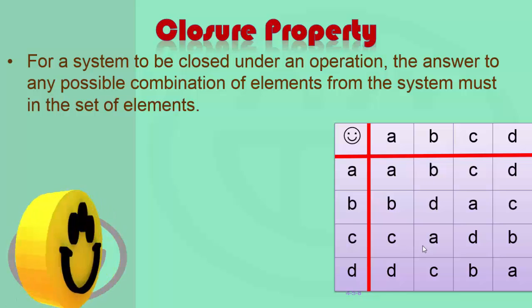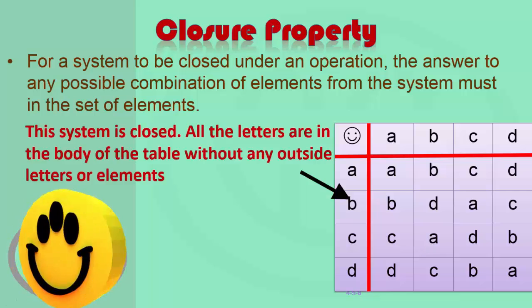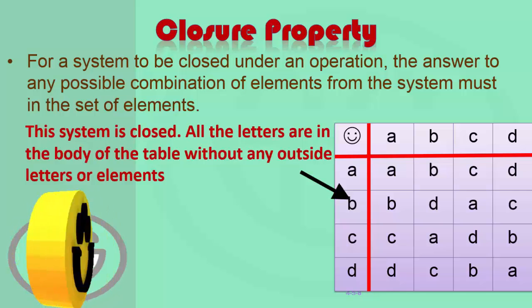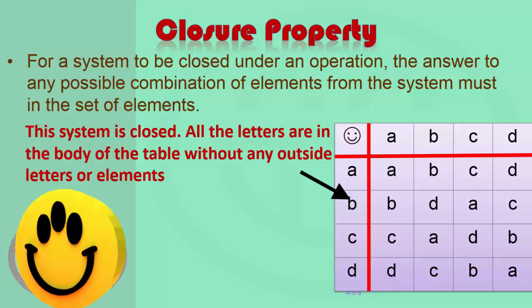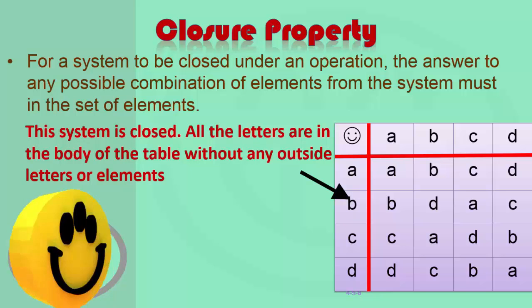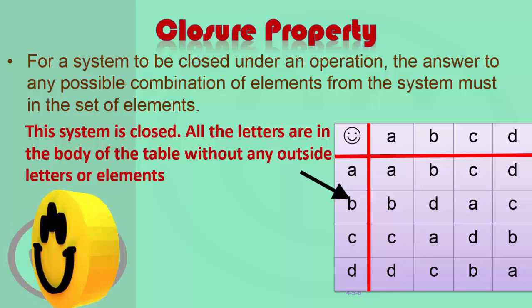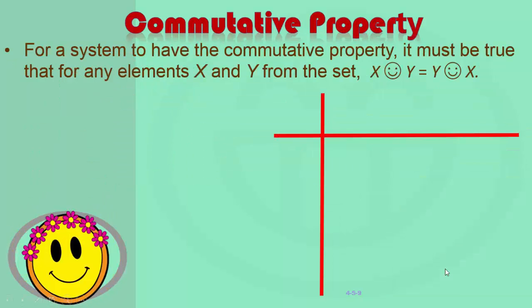It does not have any outside elements. So this system is closed. All the letters are in the body of the table without any outside letters or elements. Another property we're going to look at is the commutative property.